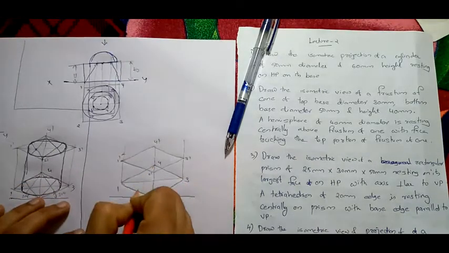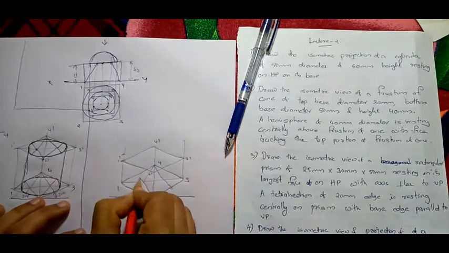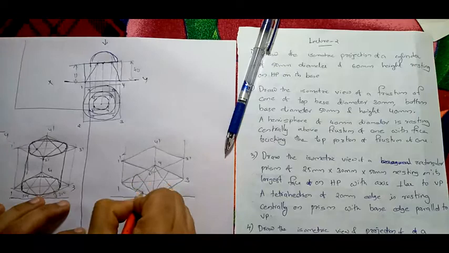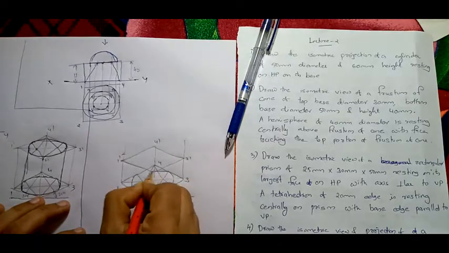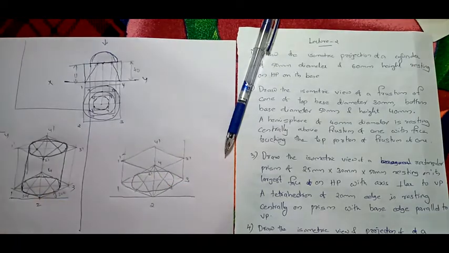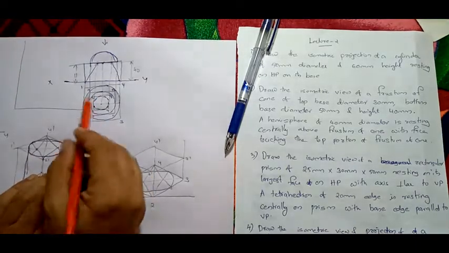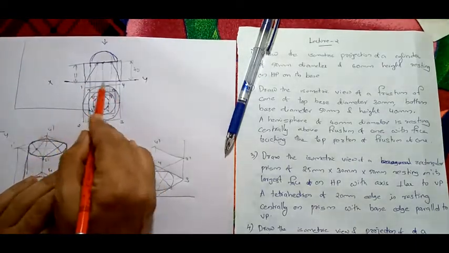Now from here, find the center. Now join these to these centers. Now from here complete that point, and now you can draw this ellipse. I will not be explaining much about that ellipse. So you already got that ellipse. Now the bottom ellipse 1, 2, 3, 4 we have drawn.